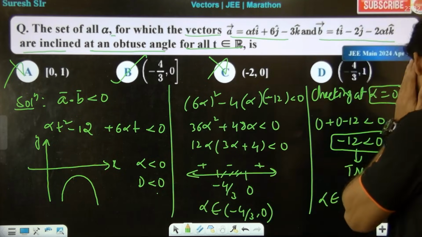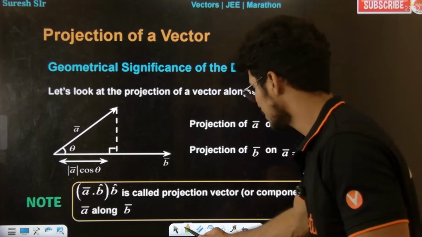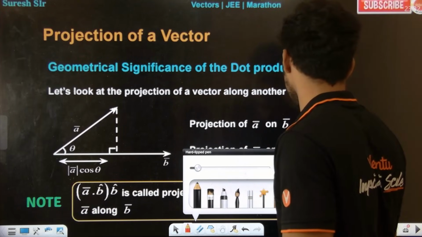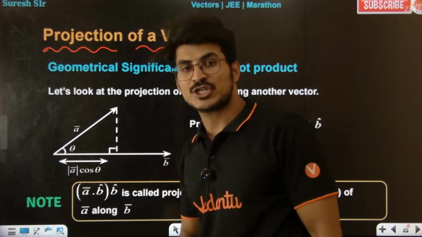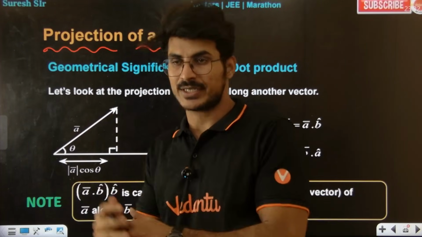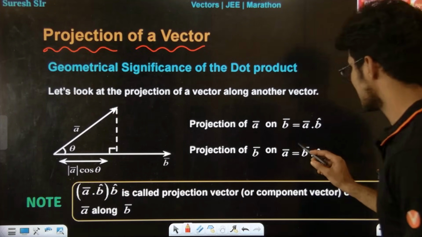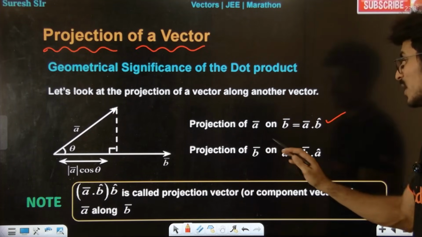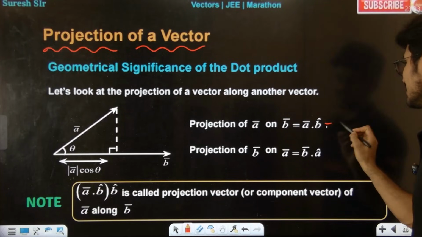Next, guys, this is one of the very important concepts. The concept is projection of a vector on another vector. I have given the definition over here. Whatever formula I'll be applying: projection of A on B is nothing but A into B cap. Projection of B on A means B into A cap.